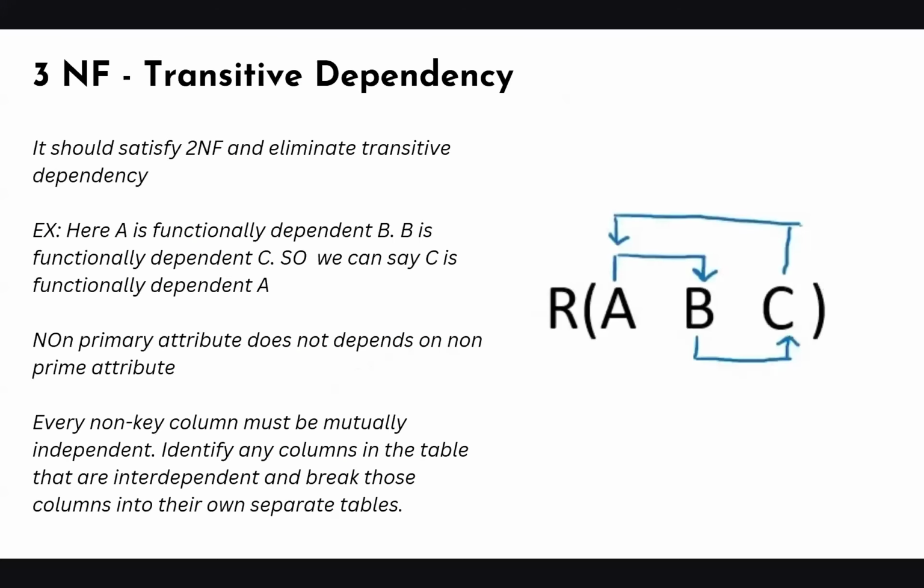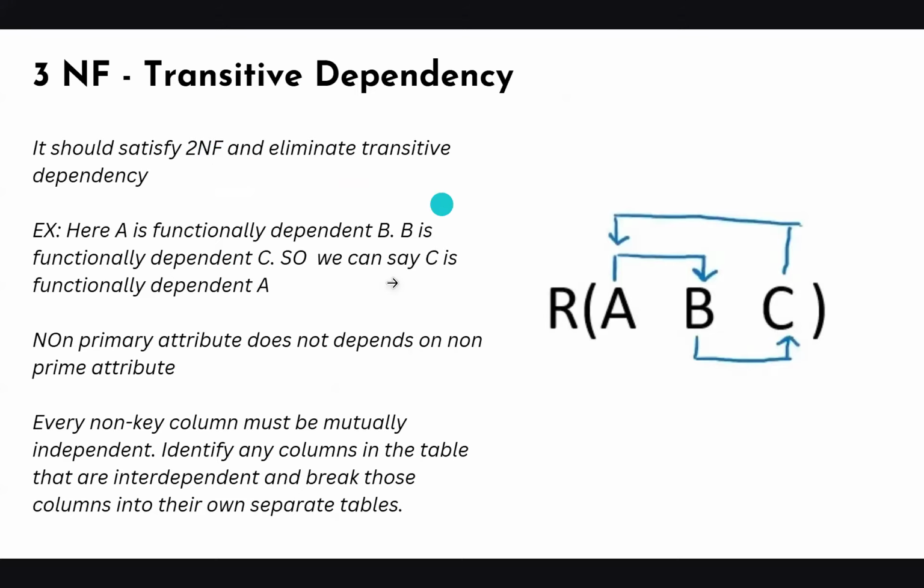Next, we have 3 NF. What is 3 NF saying? First, it should satisfy 2 NF, which means it should satisfy 1 NF and 2 NF. Only then will I apply this 3 NF concept. 3 NF: it should satisfy 2 NF and eliminate transitive dependency.